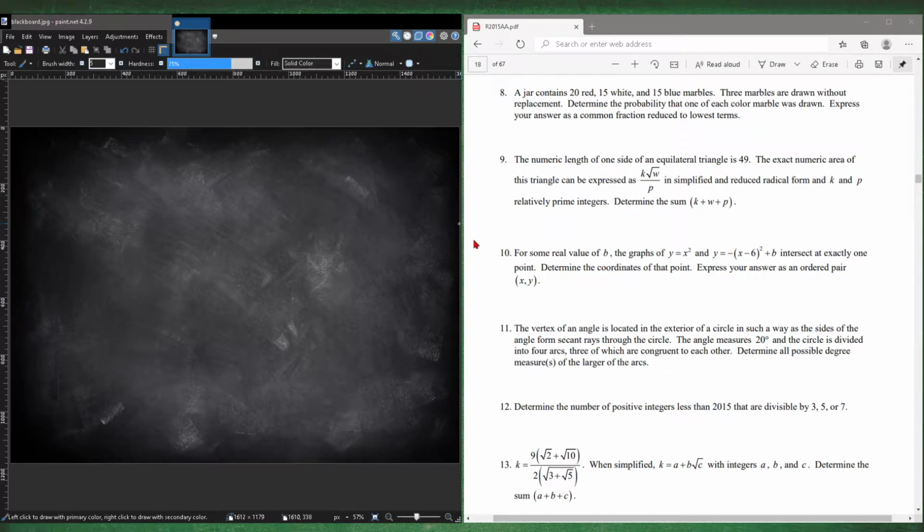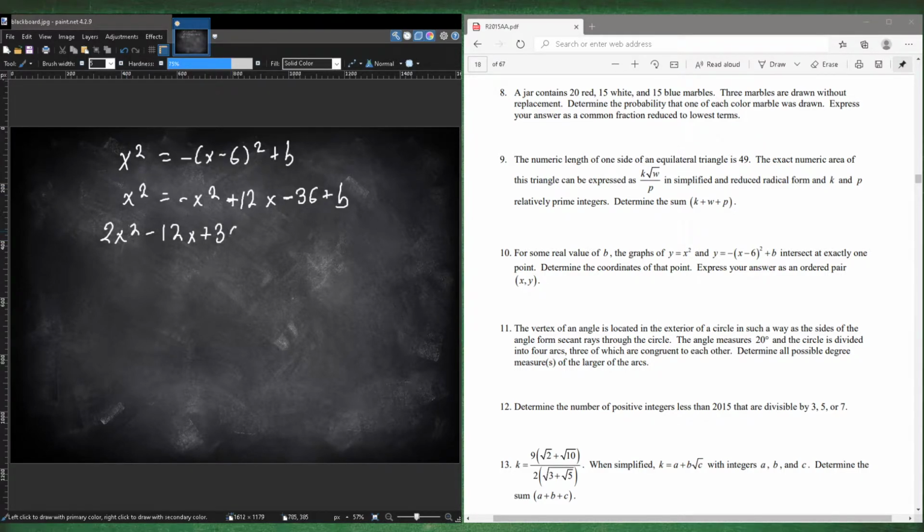For some real value of b, the graphs of y equals x squared and y equals negative (x minus 6) squared plus b intersect at exactly one point. Determine the coordinates of that point. So let's just set them equal to each other. So x squared is equal to negative (x minus 6) squared plus b. So that's x squared is equal to negative x squared, minus 12, so that's a plus 12x, and then minus 36 plus b. Move them all to one side, so that's 2x squared minus 12x plus 36 minus b equals 0.